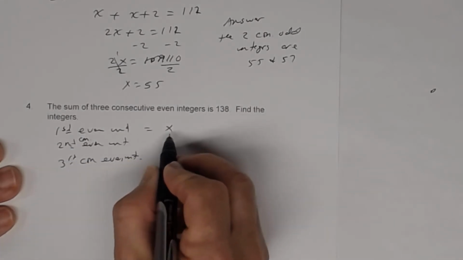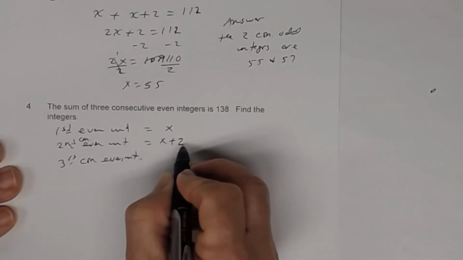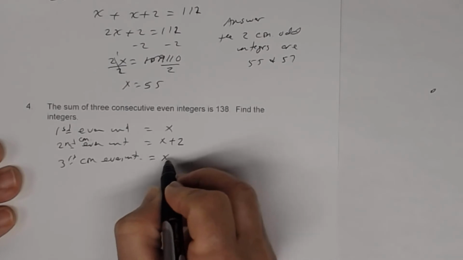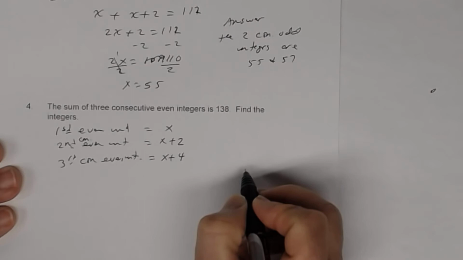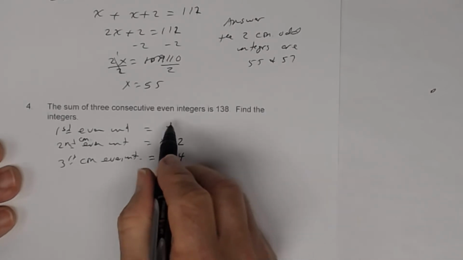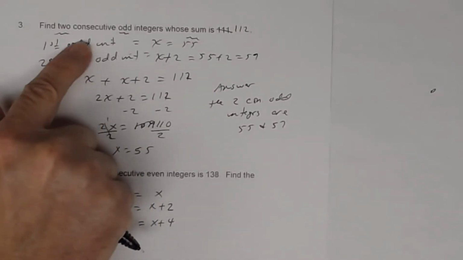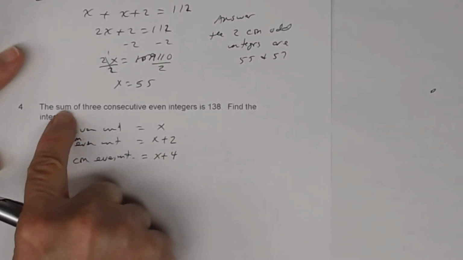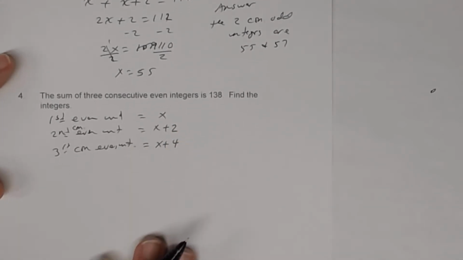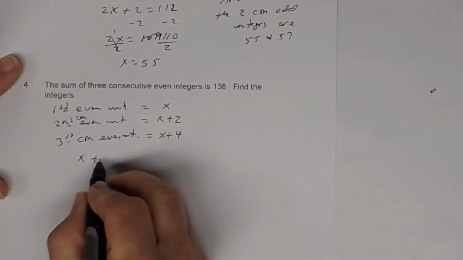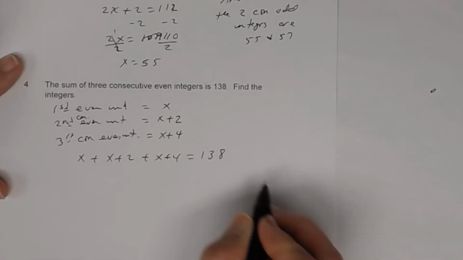So if my first is x, how do you get the next even integer? It'll be x plus 2. How do you get the third one? You keep adding 2. x plus 2 plus another 2 is x plus 4. And so those are your 3 consecutive even integers. You must show all of this. You're told that when you add those 3 expressions together, you should get 138. So x plus x plus 2 plus x plus 4 equals 138.